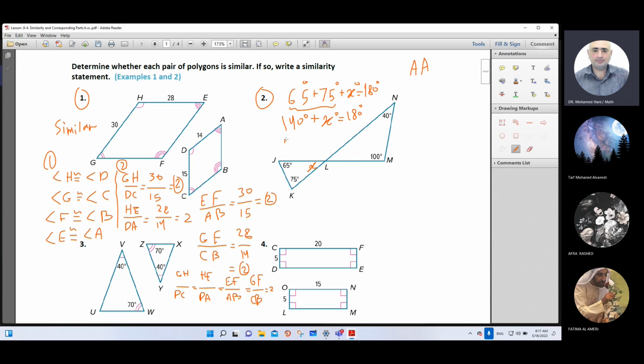x equals what here? Equals 180 minus 140. So x equals what? 180 minus 140 equals 40. So x here equals 40.